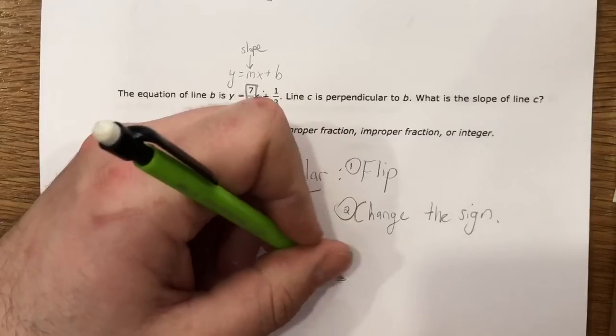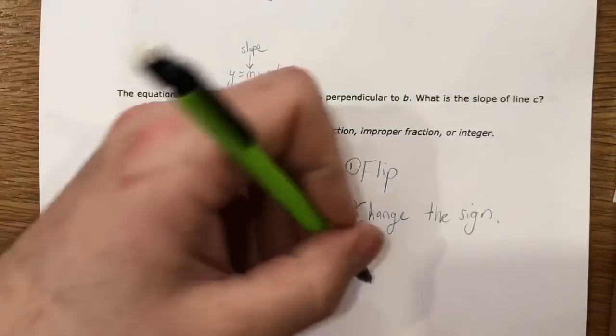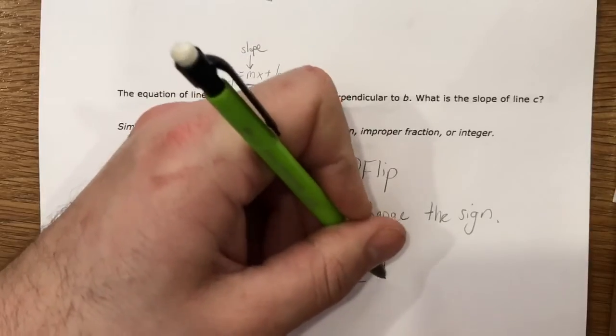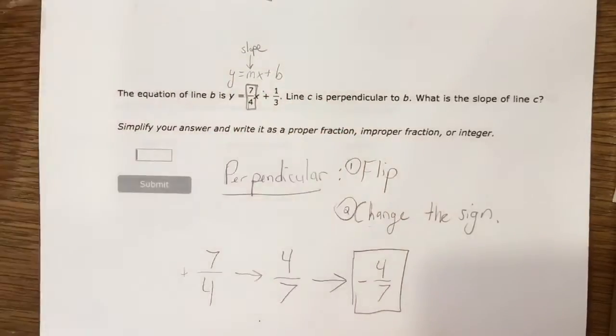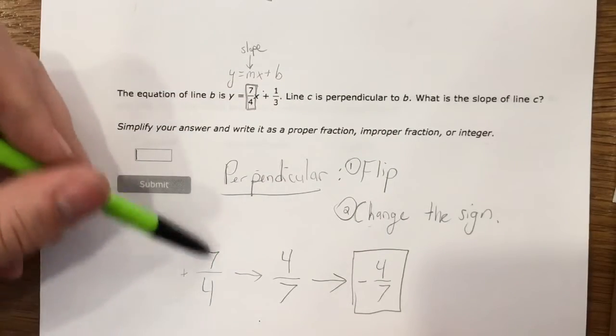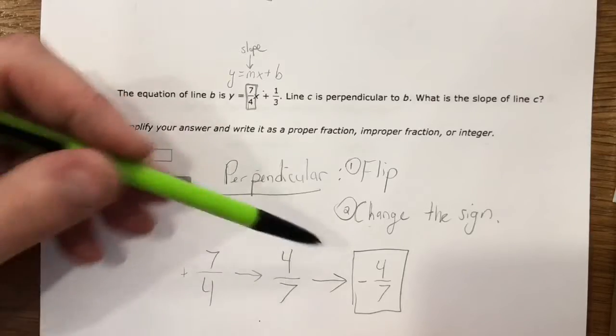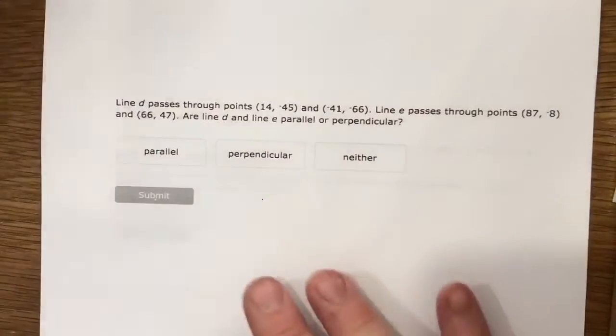If I do the second step, which is changing the sign, since this one was positive, I need to make this one negative. So you have negative 4/7. That is the entirety of a perpendicular slope. Take your starting slope, flip it over, and then change the sign that's out in front. All right, so we'll do two more examples.